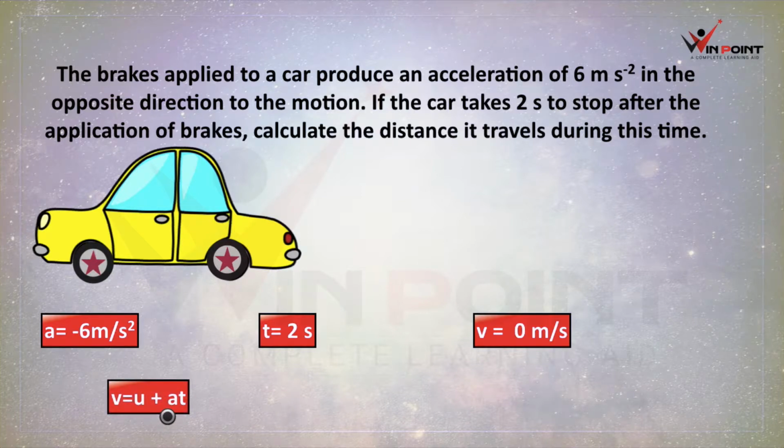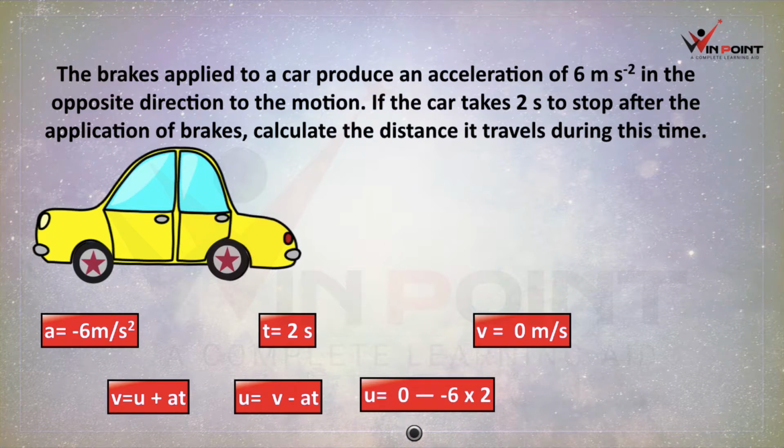From this equation, can you make an equation for U? Yes, it will be U equal to V minus AT. What is the value of V? V is 0. What is the value of A? Minus 6. What is the value of T? 2. U equal to 0 minus 6 into 2. There are 2 minuses, it will be plus, then 6 into 2, 12 meter per second.